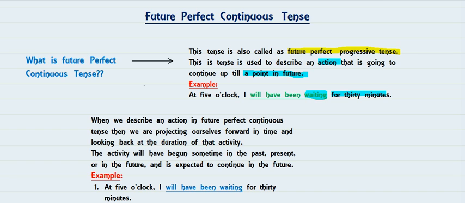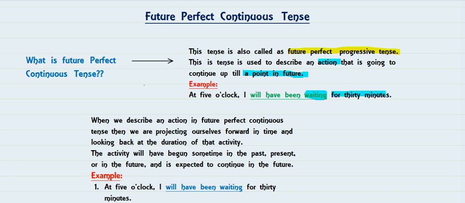So the action over here is waiting, and along with that he's also telling that in the future, I'll be waiting there for 30 minutes. That is how we define or we use the perfect continuous tense. This is how you'll be using the future perfect continuous tense.